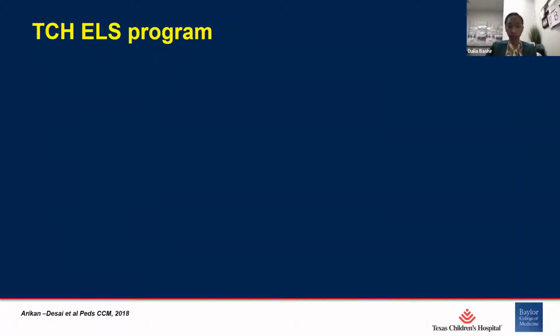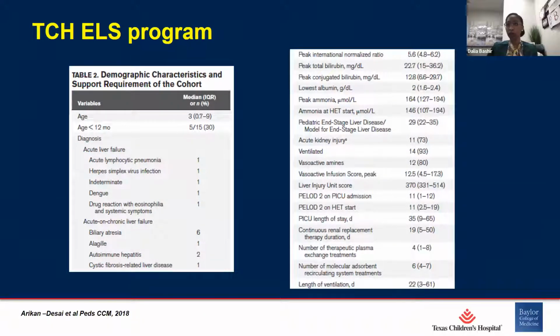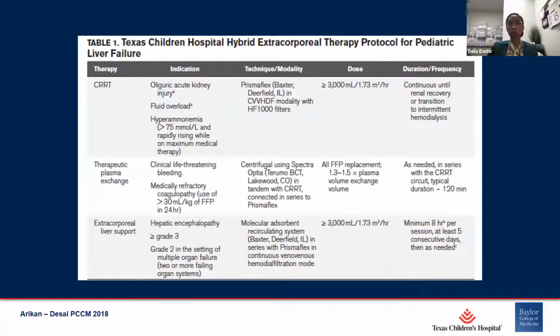So we have actually published our data and looked at 15 patients who have acute liver failure and acute on chronic liver failure. 93% of them were ventilated and 80% were on vasoactive support. This was published by Dr. Arikan, who we're honored to have here with us today to present hepatorenal syndrome in just a little bit. And what we have shown is that our patient population who came in with acute liver failure and acute on chronic liver failure underwent hybrid extracorporeal therapy with all 3 modalities of total plasma exchange, renal replacement therapy, and MARS.